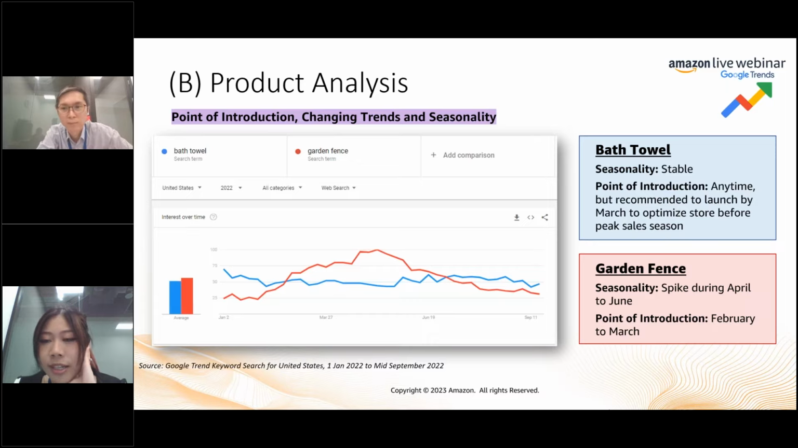On the other hand, you see garden fence. This is definitely a summer product, right? You can see the trend actually spiked in the April to May period, because people are maybe beautifying their garden, their fence, everything. So this is maybe the best time for you to launch and sell as much as you can, because towards the winter time, nobody will really buy your product, right? So in terms of the point of introduction, I think a good gauge will be February to March.